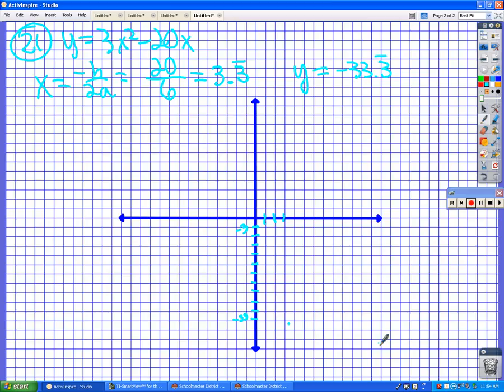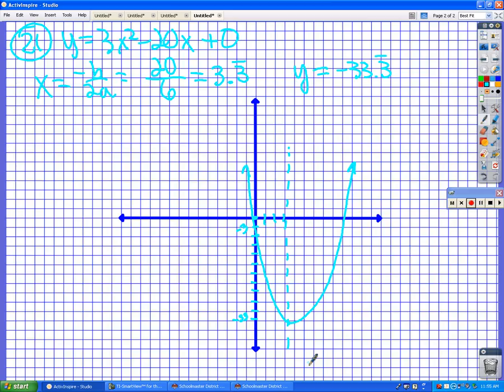Where does this graph cross the y-axis? I don't have to find it, I know what it is. What? 0, yeah, because this is 3x squared minus 20x plus 0. So since c is 0, my graph is going to cross at 0. And so I can draw in half of it right here. I can draw in the other half right there. My axis of symmetry is going to go right down the middle. And I kind of missed that a little bit, but it's close enough.